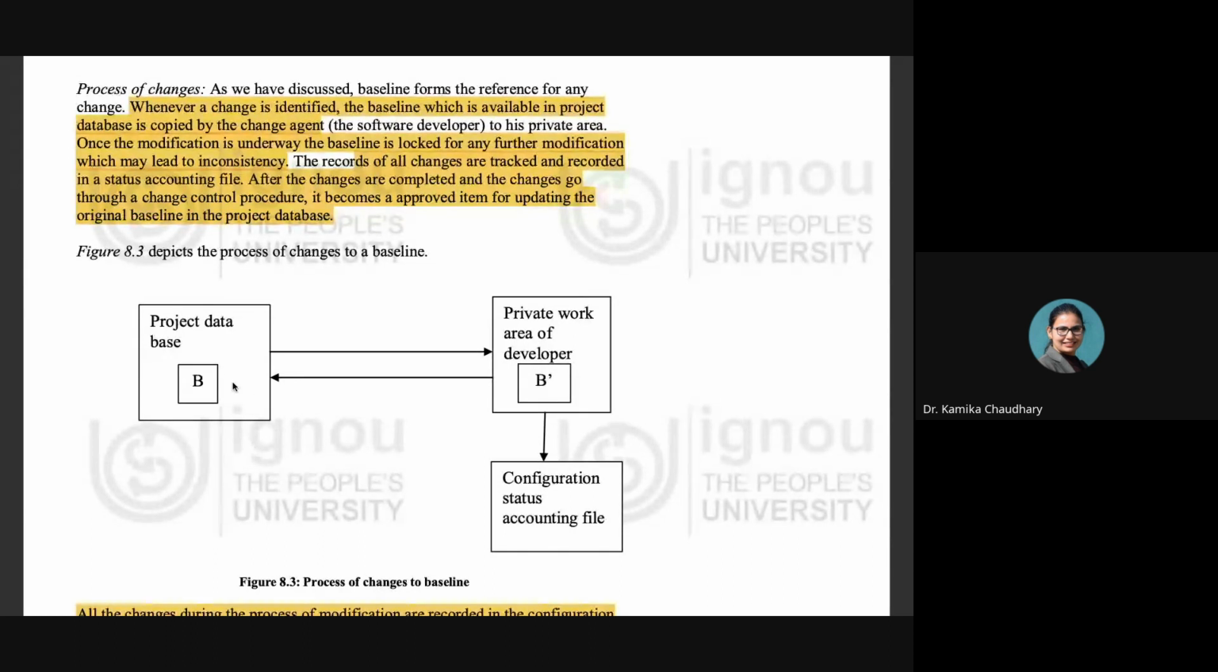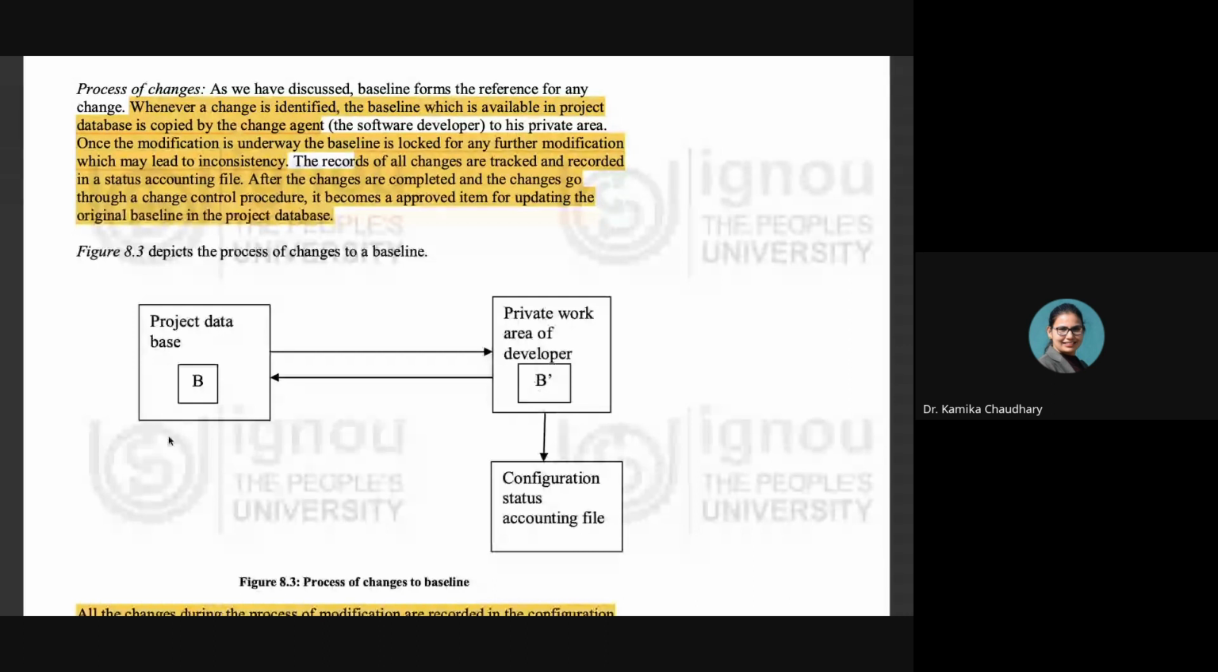You have created a copy of your original assignment. Now you call it B dash. The name of your assignment was B. B is for baseline, right? You have created a copy which is called B dash, and this copy is being created in the private space of your developer, or whosoever is the software developer. He has created the copy of your original product. And meanwhile the changes are being implemented onto this copy.